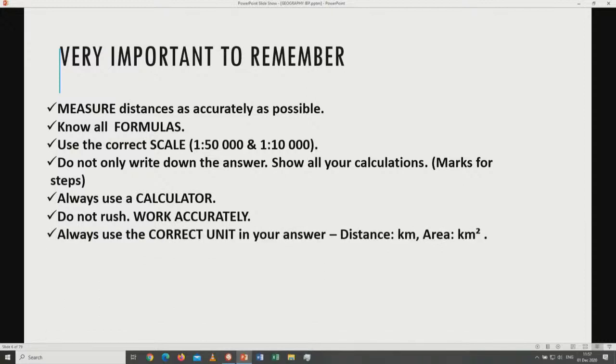Always use the correct unit of measurement. Very important. Look at the question. The examiner says calculate distance in kilometers, or maybe the examiner says calculate distance in meters. You must always look at the question and use the correct measurements. Remember, practice makes perfect, Grade 12.